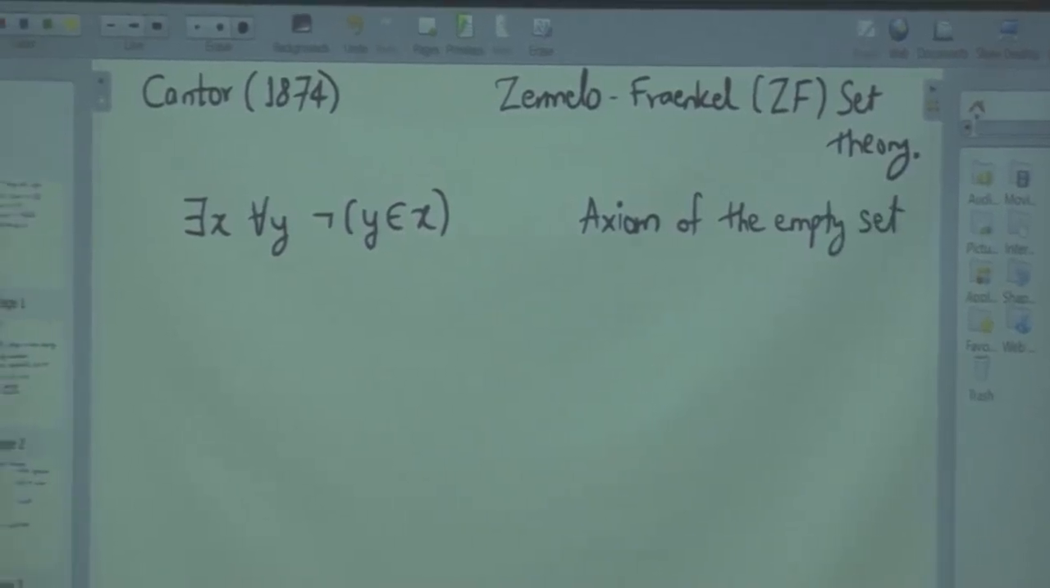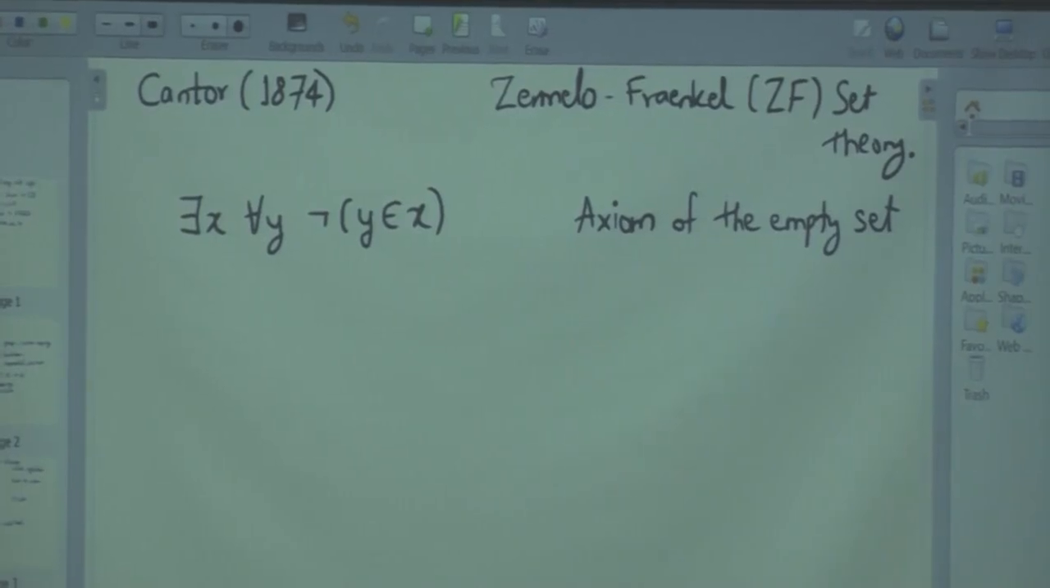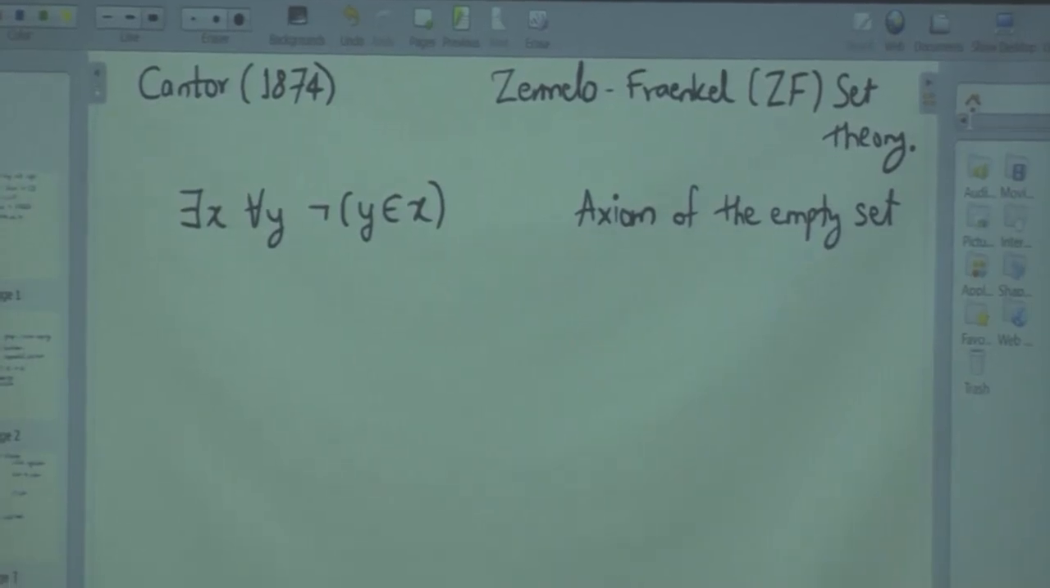This is the first and most important axiom. If you don't have this, then perhaps you will not be able to build anything. What this axiom guarantees is that there exists a set that doesn't have any elements. How do we normally denote this kind of set? Yes, I was expecting that answer.